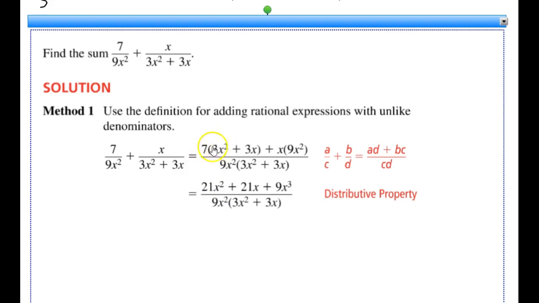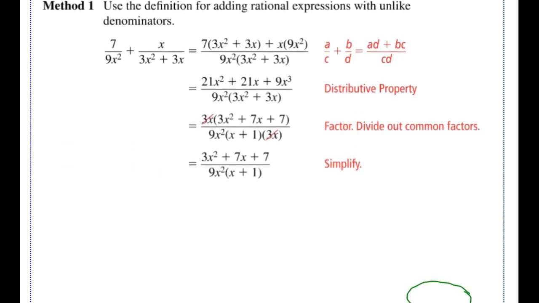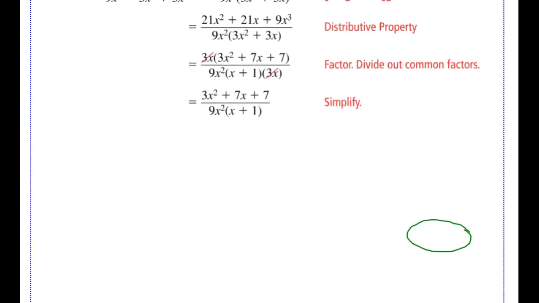Then I use the distributive property, and I simplify what I have. Then I notice from the numerator I can factor some things, and I also see that I can factor something out from this polynomial in the denominator. Since I have a 3x in the numerator and a 3x in the denominator, I can factor that and divide that out, and then just finally simplify that one. Okay, so now let's look at method 2.